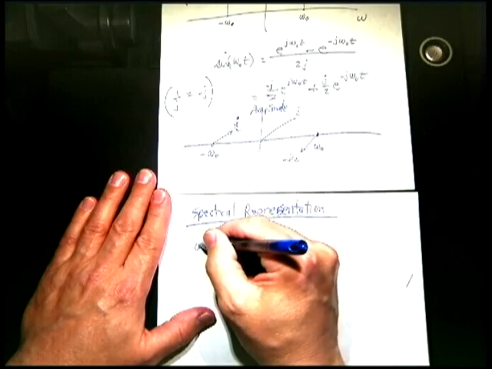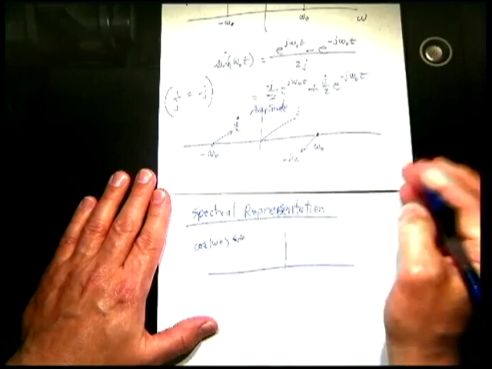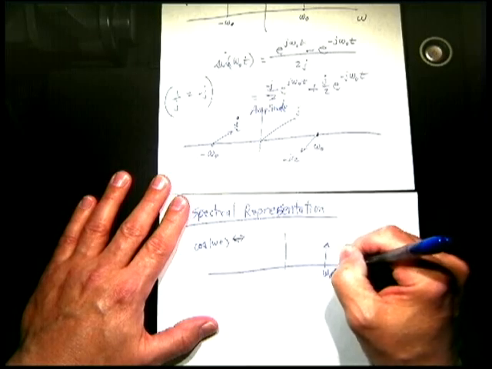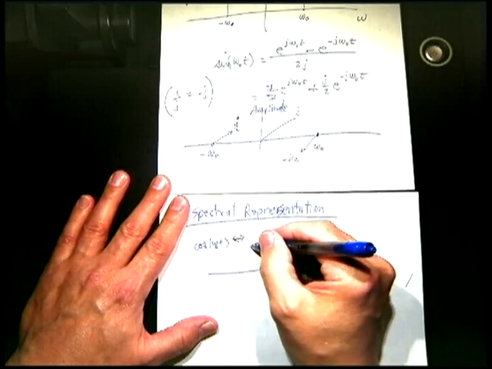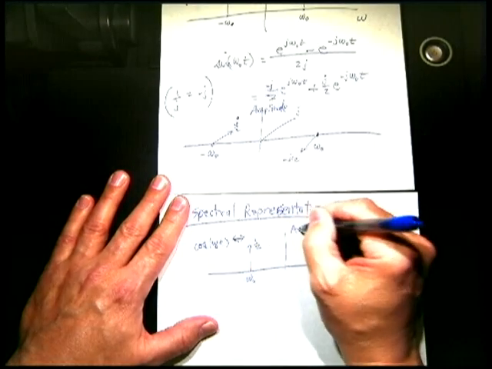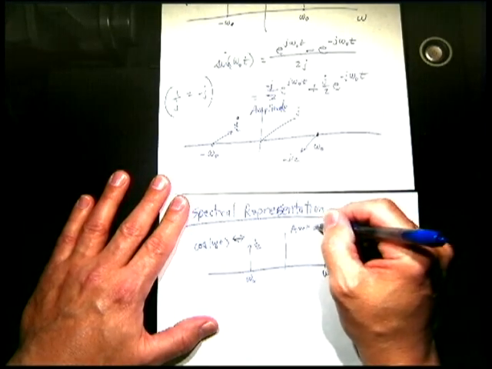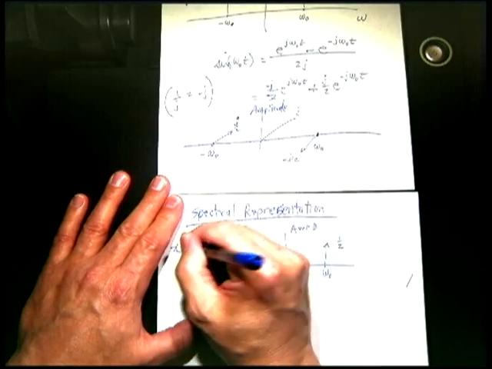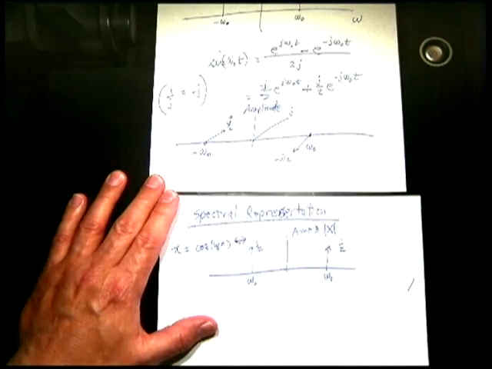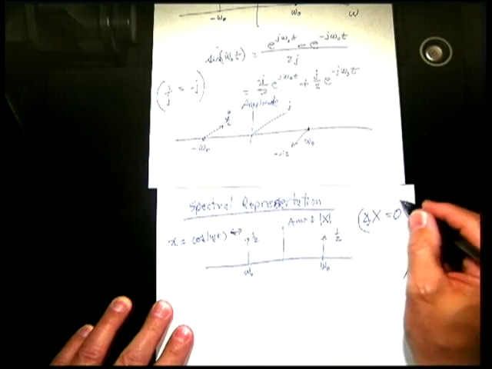So for cosine omega t, let's say it corresponds to this at omega 0. This is omega 0 t, and at minus omega 0, we have amplitude 1/2. And we have amplitude here, which is conventionally the magnitude. Let's say this is little x. Little x is defined as cosine of omega 0 t. So this would be the magnitude of x that we would normally plot. And the phase is 0, so we don't have to plot it.